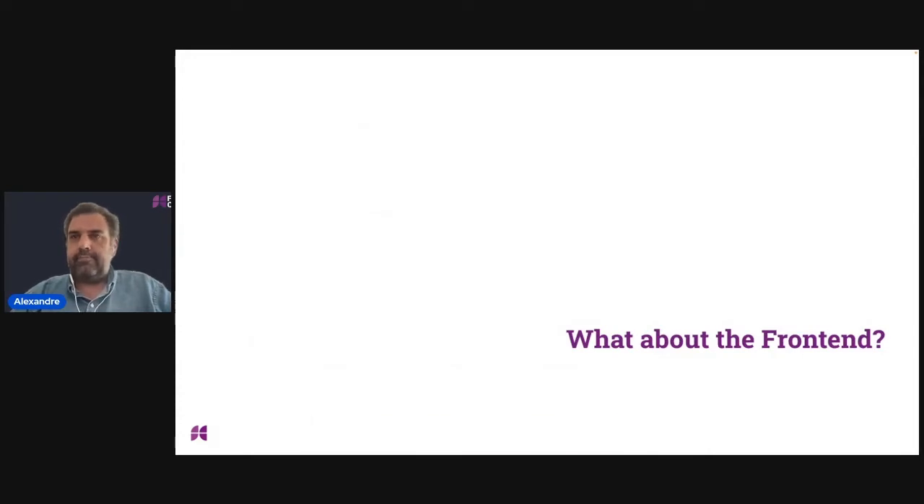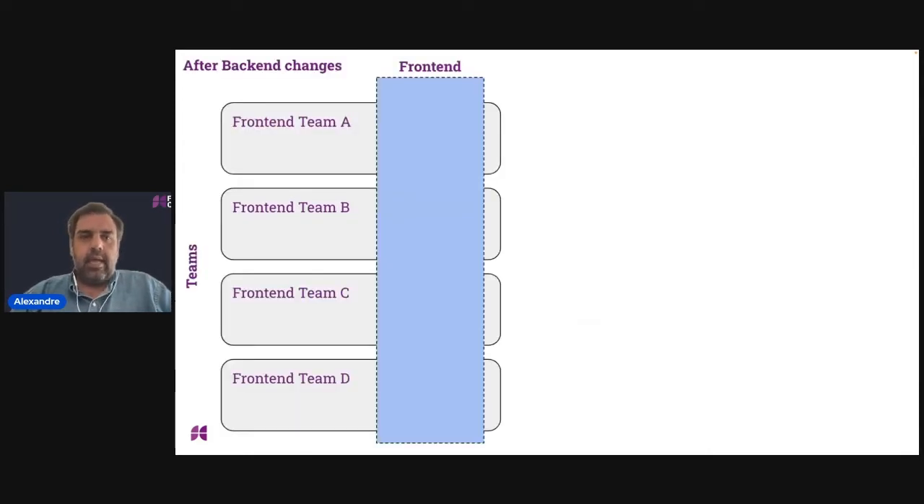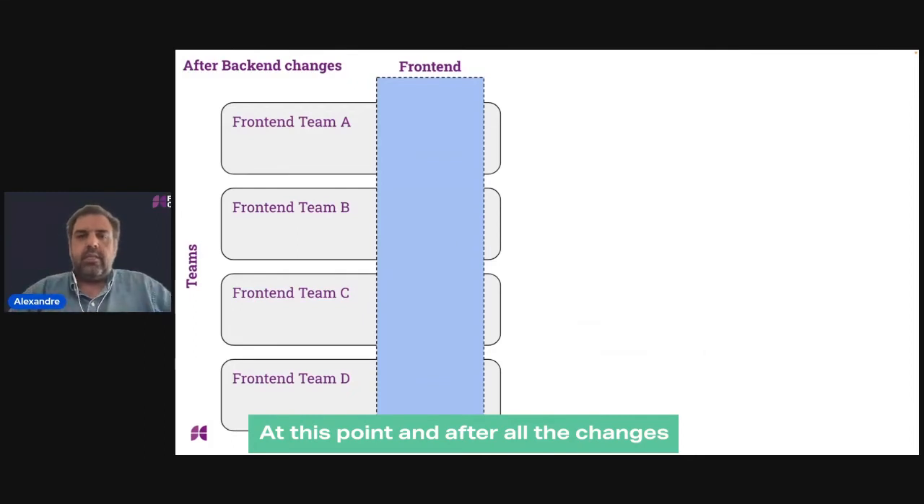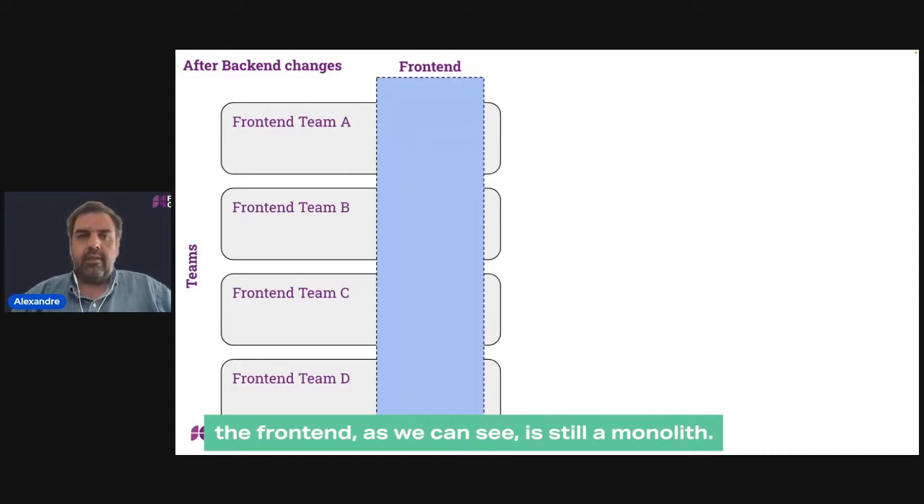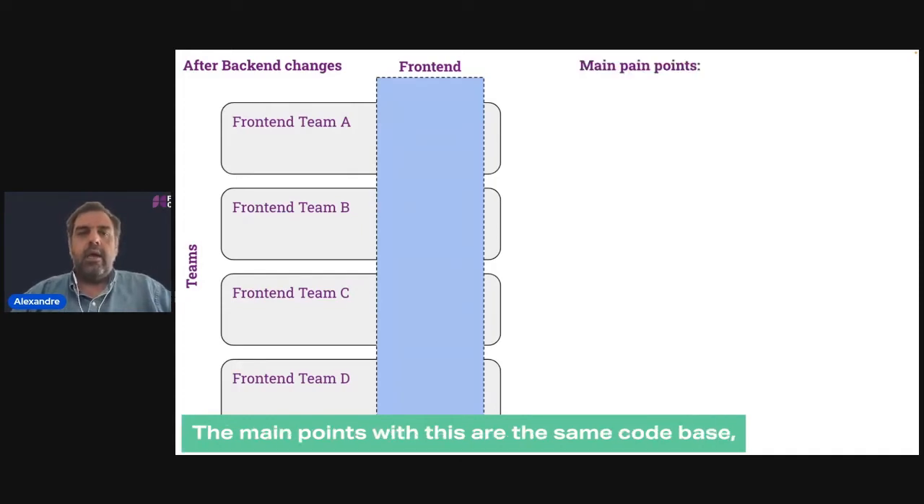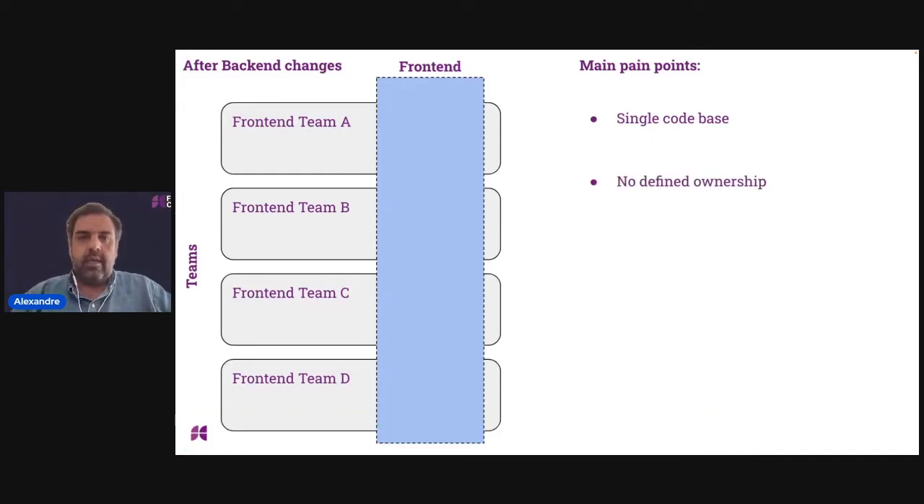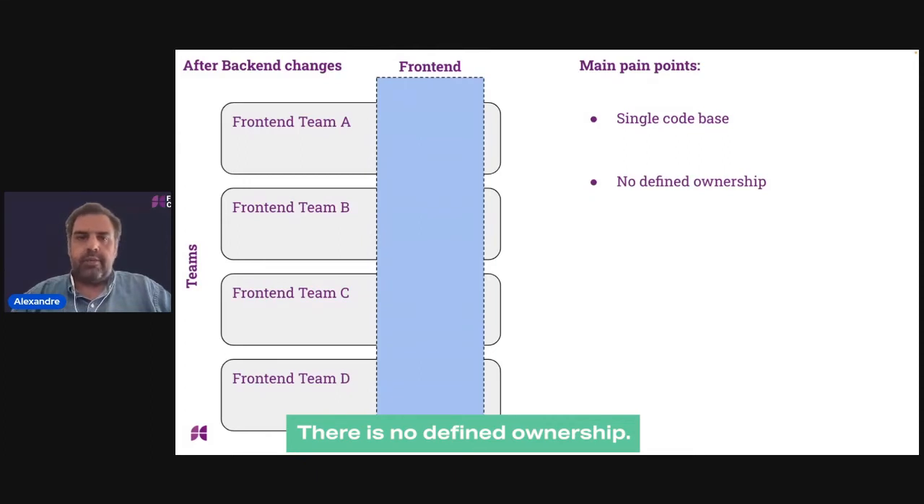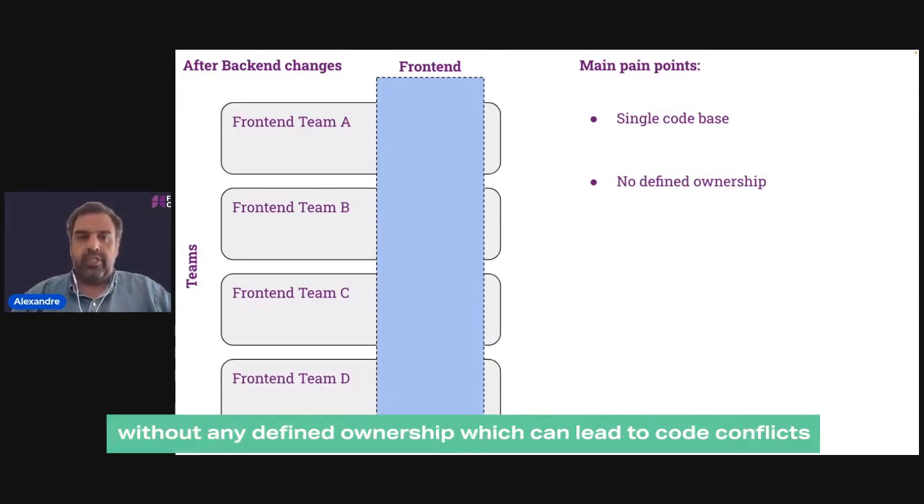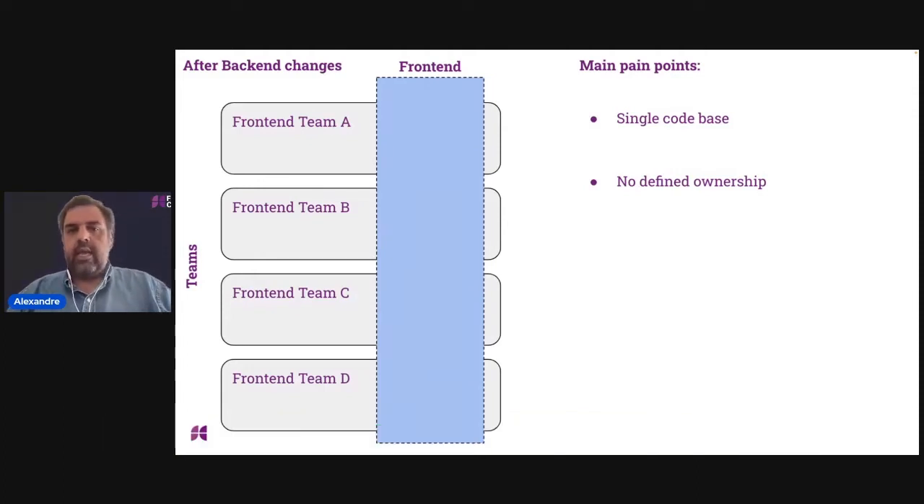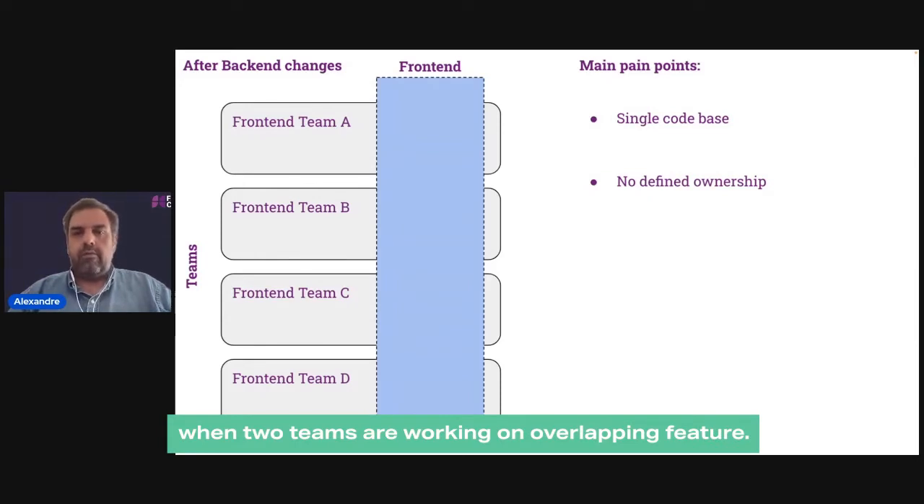What about the front end? At this point, and after all the changes that have been done in the back end, the front end, as we can see, is still a monolith. The main points with this are the same code base. So it's still a monolith, one code base. There is no defined ownership. So different teams work independently on the code base without any defined ownership, which can lead to code conflicts when two teams are working on an overlapping feature.